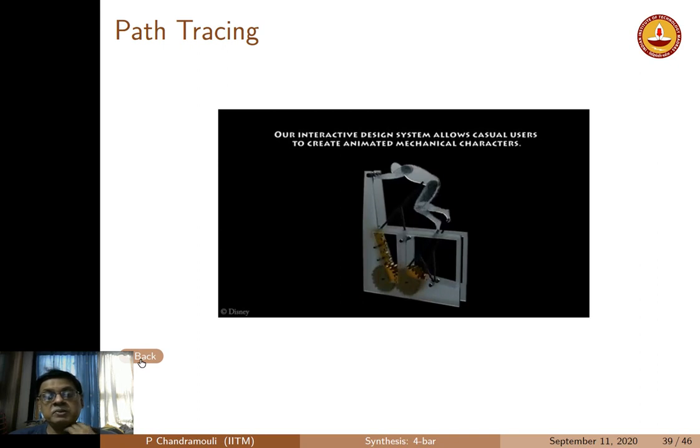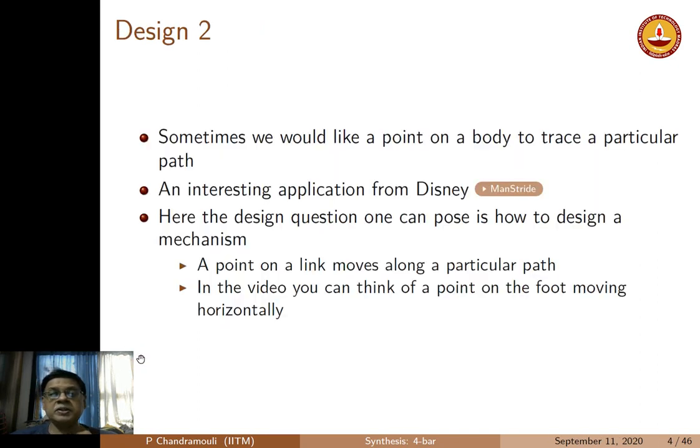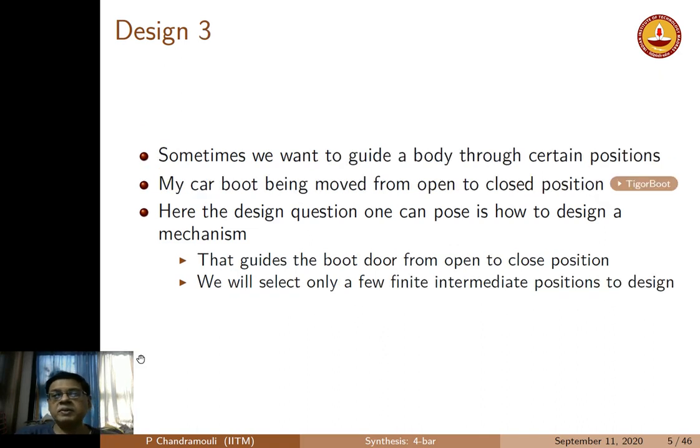How good we will be able to do that is a good question. So the design question one can pose is how to design a mechanism such that a point on a link moves along a particular path. So as I said in the video, you can think of a point on the foot moving horizontally, but we are going to do this over a limited range. We are not going to make this move along a straight line for all possible positions, only for a certain finite number of positions. So that's something that we are going to do.